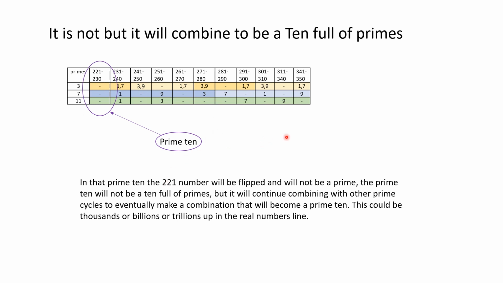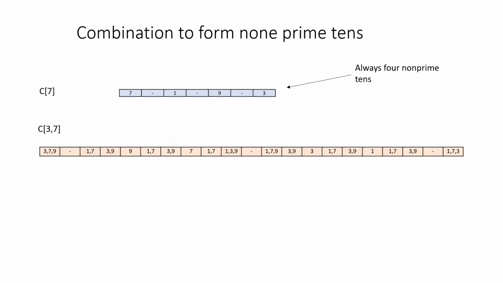In that prime ten, the 221 number will be flipped and will not be a prime. The prime ten will not be a ten full of primes, but it will continue combining with other prime cycles to eventually make a combination that will become a prime ten. This could be thousands or billions or trillions up in the real number line.